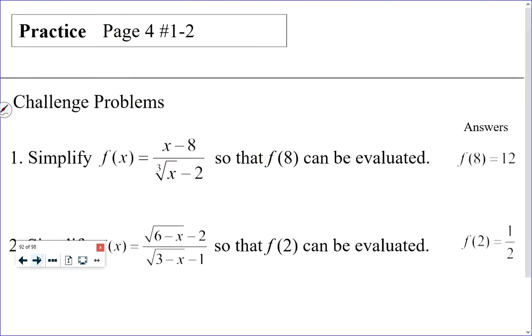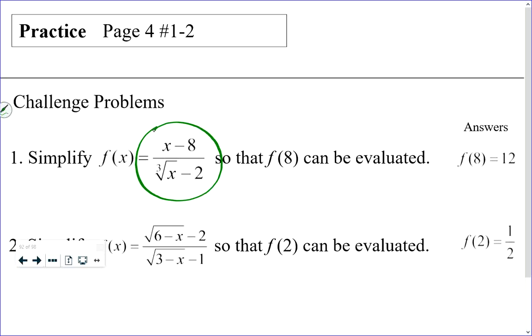So on page 4, questions 1 and 2, I don't want you necessarily to jump to the challenge problems right away, but I would like you to try these two challenge problems. Because it's my way now of explaining to you why we're doing what we're doing. Okay? We're doing what we're doing because sometimes you'll have an expression like this. And you really want to put the number 8 in for x, but you can't.